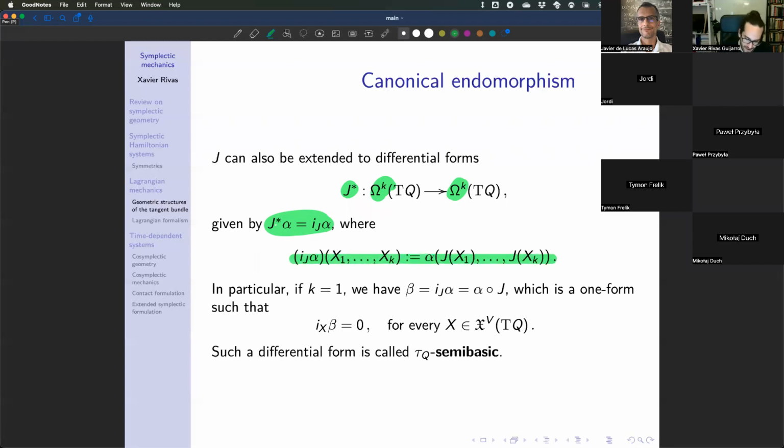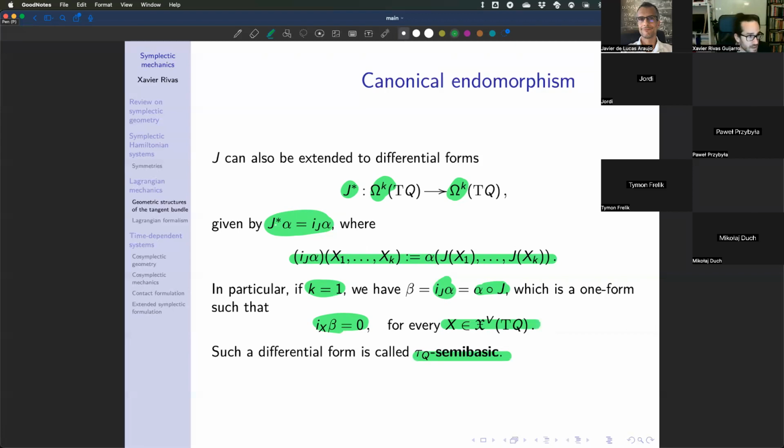In particular, in the case k equals 1 for 1-forms, this is just this composition here. This is just a 1-form satisfying this. These forms, the forms which are zero by the action of vertical vector fields, are called tau-semibasic. I will not be using this, but it's interesting that you know what semibasic forms are: those which are annihilated by the action of vertical vector fields.